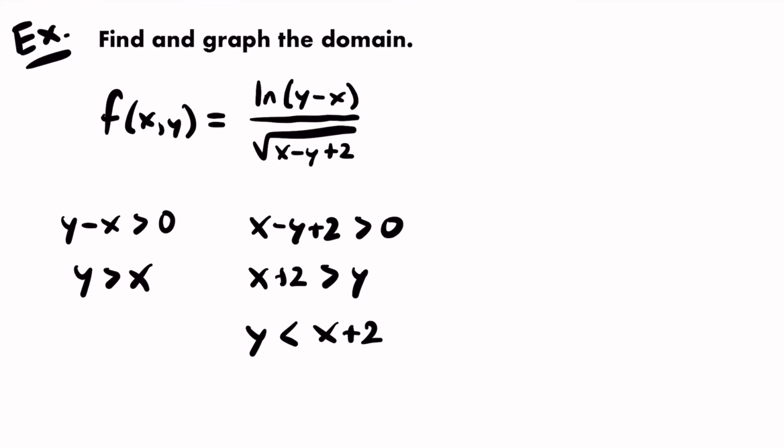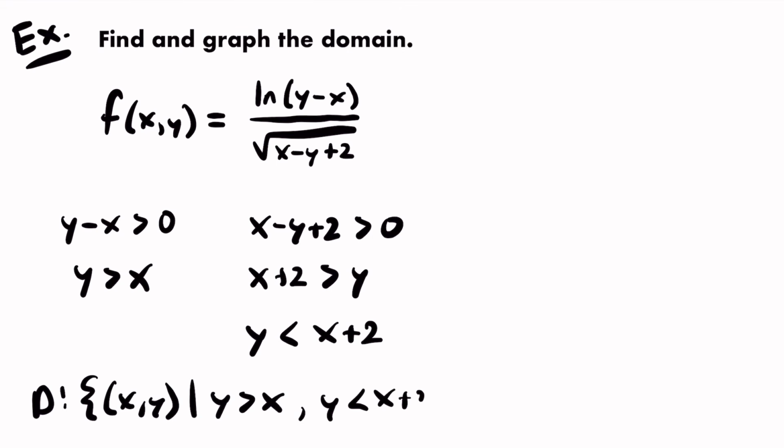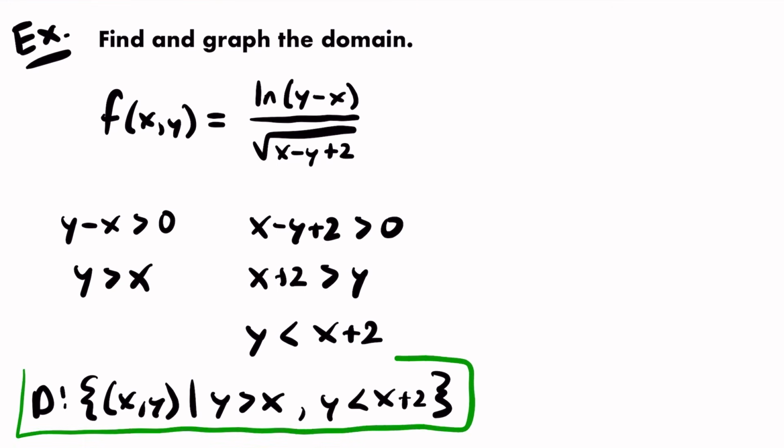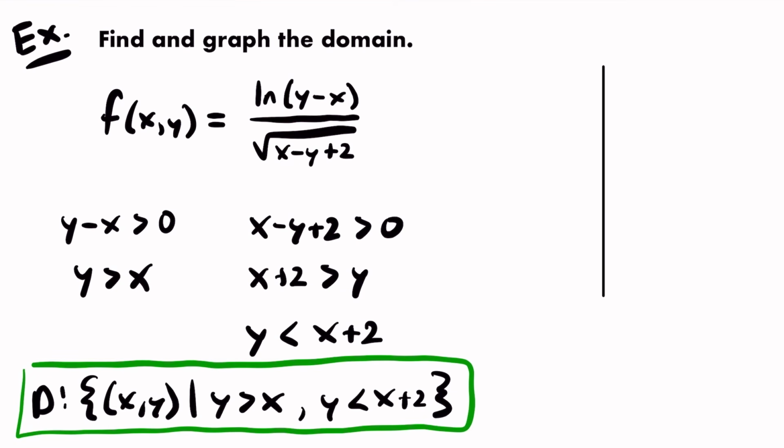The way I would write the domain is like this. The domain is the set of all points x comma y such that y is greater than x and y is less than x plus 2. Okay, so that's the domain here. But now let's graph it. What does this actually look like as a graph? And so remember, it will be in 2 dimensions. So we need a y-axis and an x-axis. And our two restrictions are y must be greater than x and y must be less than x plus 2.